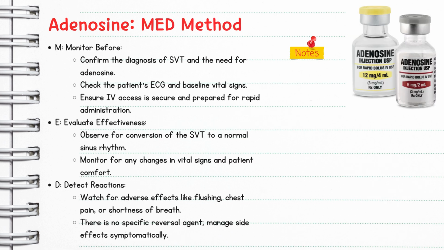So before we give it, why would we want to do this if they're not an SVT? So they need to be an SVT, right? So then we're also going to do baseline vital signs because we need to know if we're going to slow it down and how much, if it worked, because we may have to repeat the dose, right? And we also need to make sure we have IV access secured and prepared for rapid administration, meaning if they have a little peripheral IV in the hand, like a teeny tiny thing, it's not going to get to the heart fast enough. So we need to have a large bore IV, at least in the AC, or a central line, something where if we push it really, really fast, it can get to the heart before that half-life cuts off, okay?